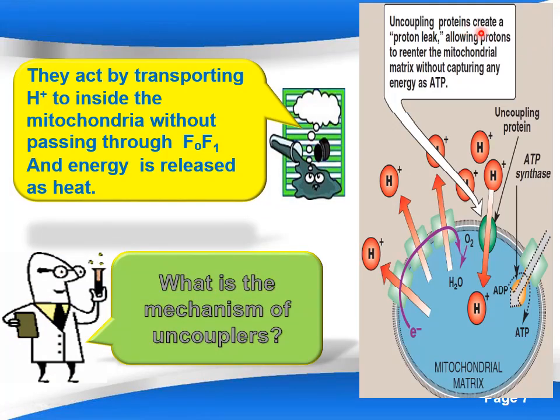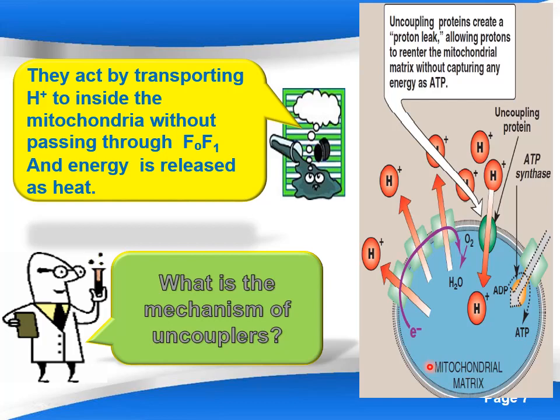Uncoupling proteins create a proton leak. Look here, this is the mitochondria, and electrons pass through the respiratory channels. When passing through complexes 1, 3, and 4, protons are pumped into the inner mitochondrial space. The protons are positive, creating a proton concentration, an electrochemical gradient. The protons want to enter back to the mitochondrial matrix, but they can't, because the mitochondrial membrane is impermeable.